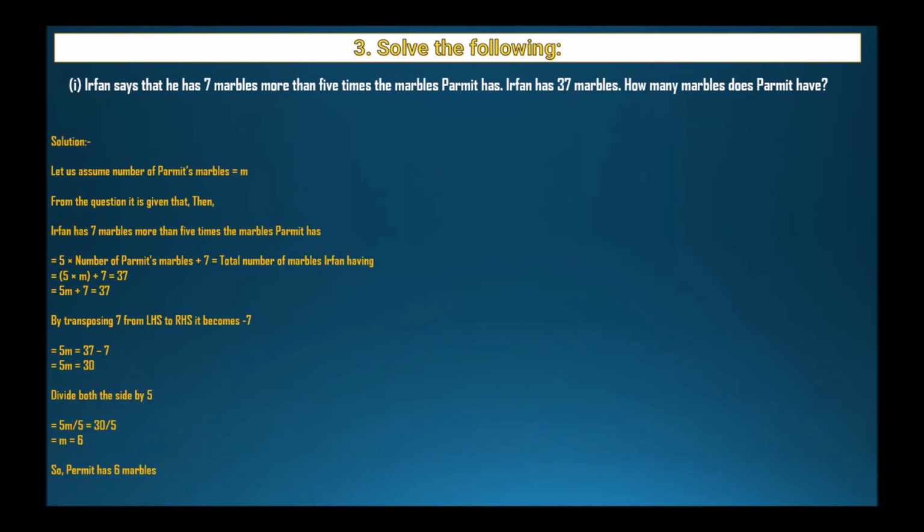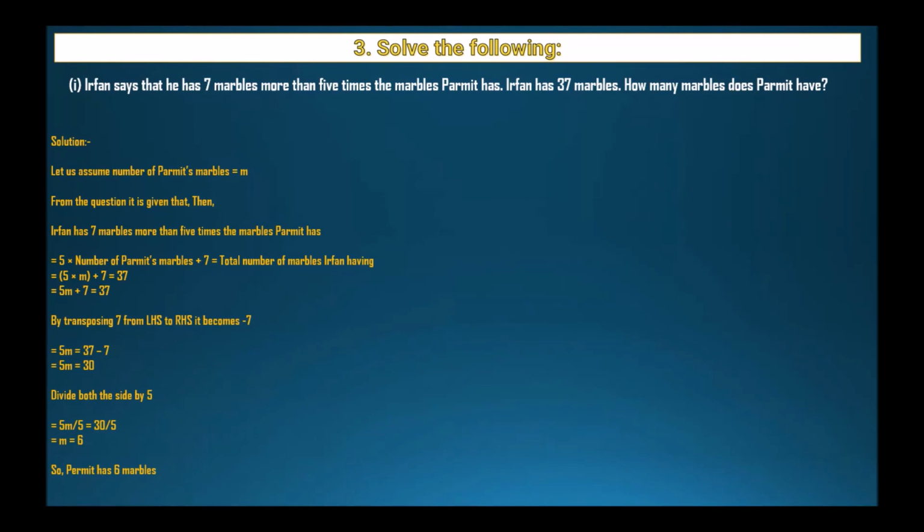Next, solve the following. Irfan says that he has 7 marbles more than 5 times the marbles Parmit has. Irfan has 37 marbles. How many marbles does Parmit have? So let us assume the number of Parmit's marbles be m. So Irfan has 7 marbles more than 5 times the marbles Parmit has. Means 5 into the number of Parmit's marbles plus 7 equals the total number of marbles Irfan has. So 5 into m plus 7 equals 37. So 5m plus 7 equals 37.